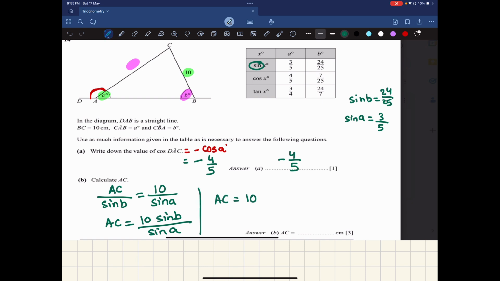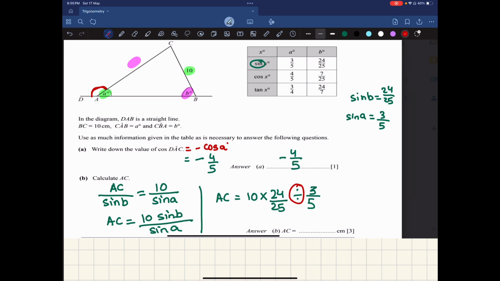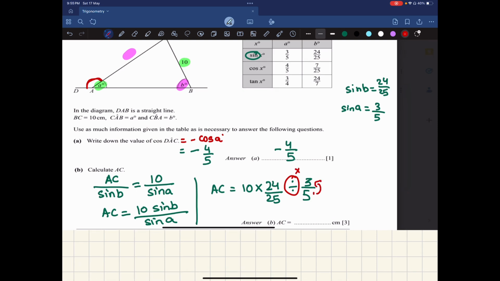AC is 10 into sine of B, which is 24 over 25, divided by sine of A, which is 3 over 5. Okay, what are we going to do? We're going to convert this division sign into multiplication. How? We're going to reciprocate this fraction. So AC becomes 10 into 24 over 25 into 5 over 3. Right? Now let's simplify. 5 fives are 25, 5 twos are 10, 3 eights are 24. So AC is 16.